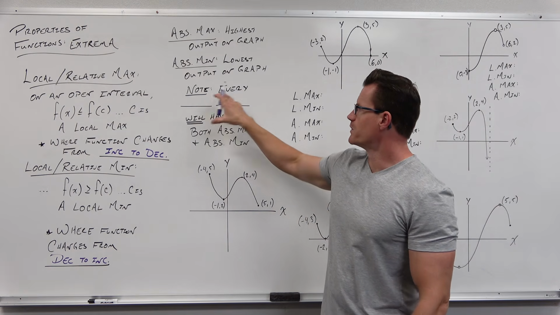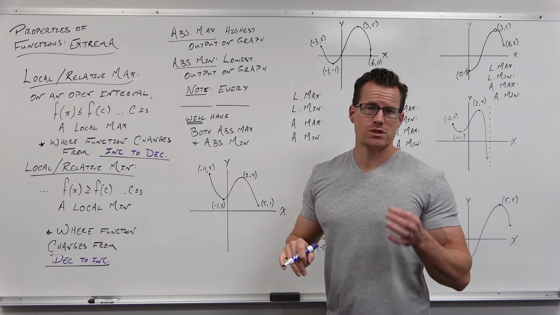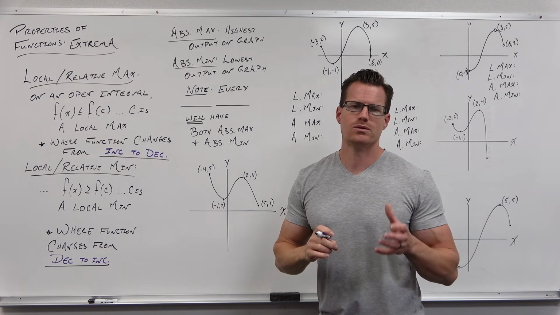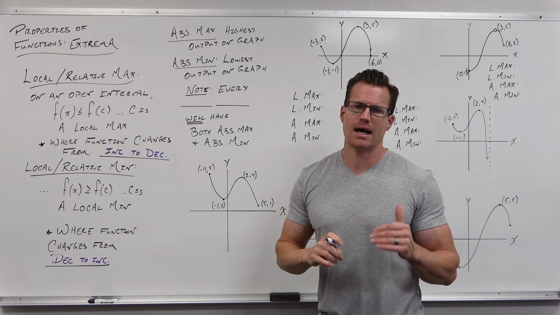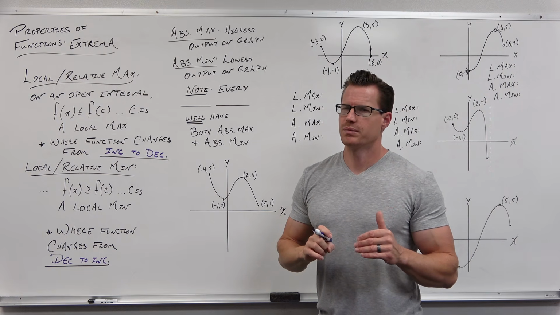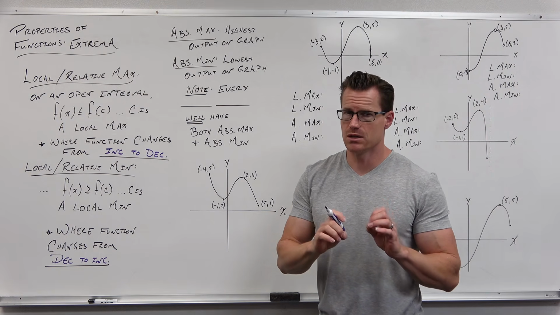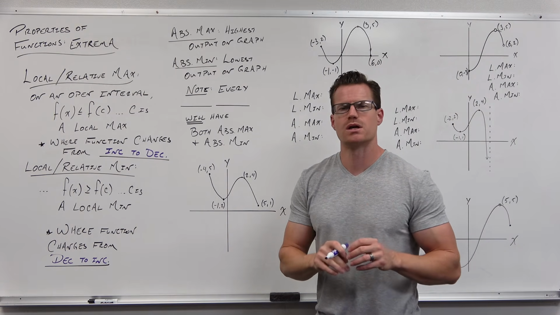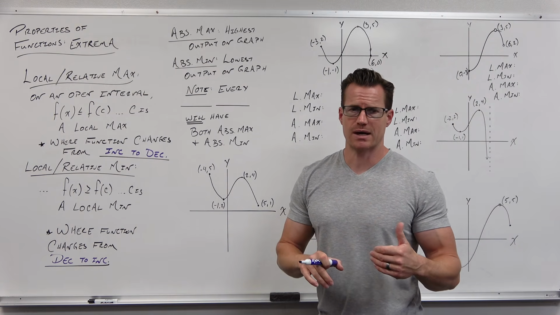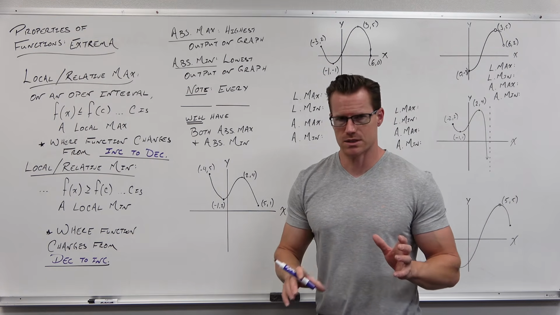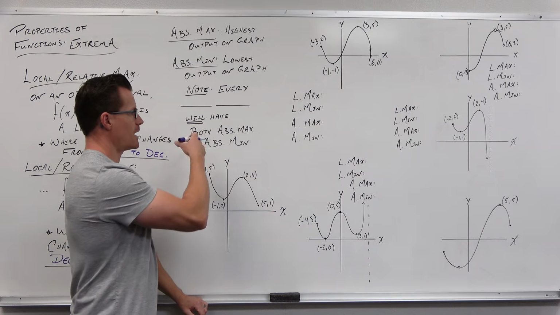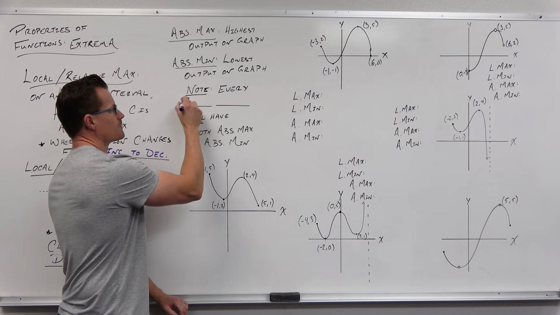I need to make a note that every closed interval, brackets, every closed interval will guarantee you that you have an absolute max and an absolute min. That would be a closed continuous interval, no gaps, no jumps, no separating things there, no asymptotes. Then you can guarantee that you have an absolute max and min. Without that condition, you cannot guarantee it. So every closed interval that's continuous is going to have both an absolute max and min.